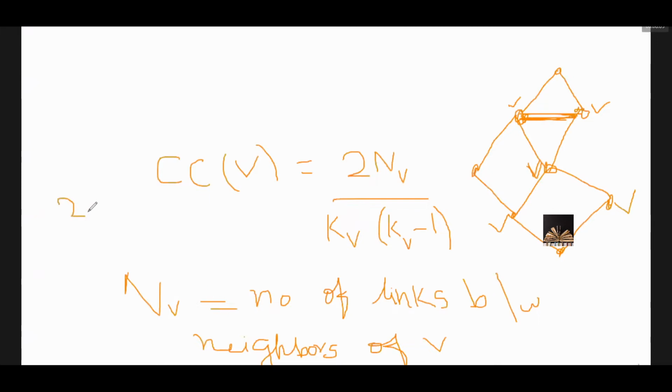So 2 into 1 divided by KV. What is this KV? As I said, it's the degree of that particular node. I hope you know how to find the degree of a node. How many links are there to this particular node V? 1, 2, 3, 4. So the degree of node V is 4. So 4 into 3, KV minus 1. So it is 2 by 12.